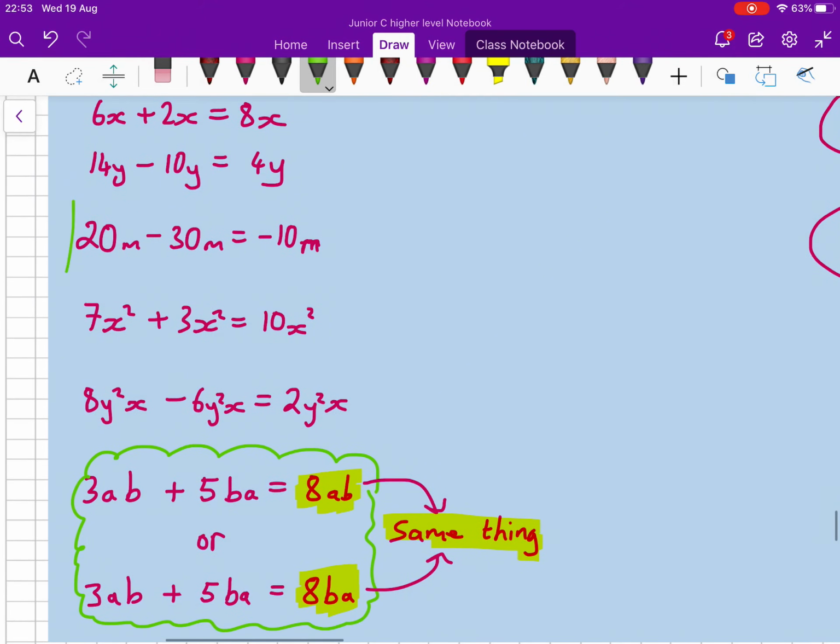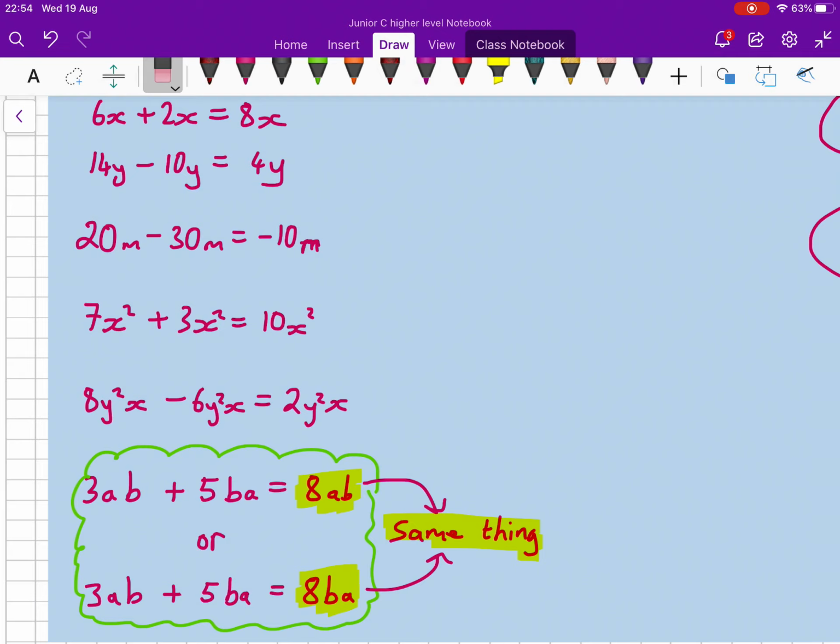Third example, 20m take away 30m. They're the same variable m, same powers. We can subtract these. 20 take away 30 is minus 10, so it's minus 10m. Next one, 7x squared plus 3x squared. It's the same variable x. They both have the same power, squared, so these can be added. 7x squared plus 3x squared is 10x squared.